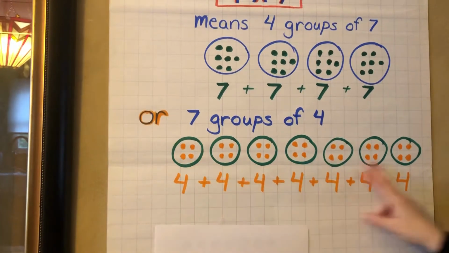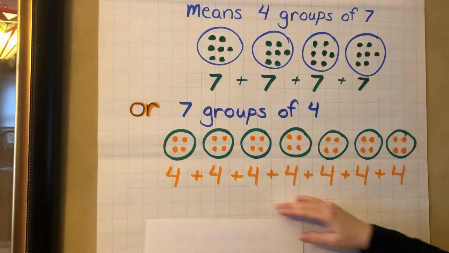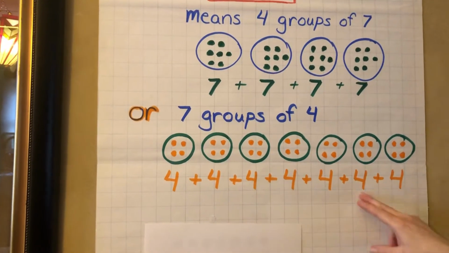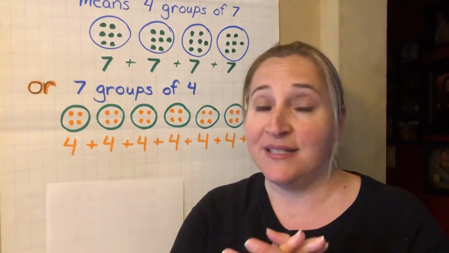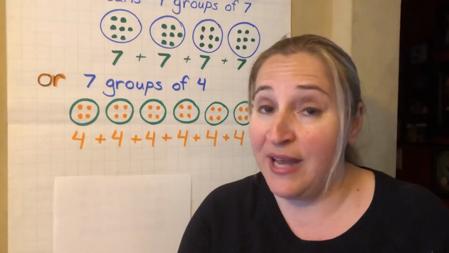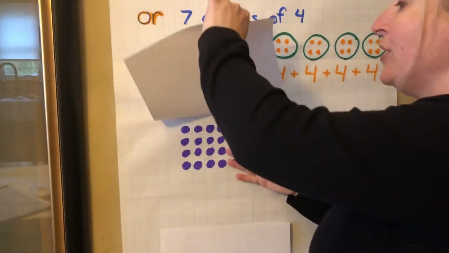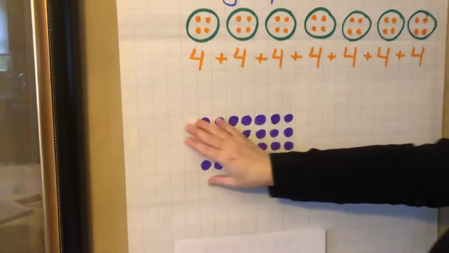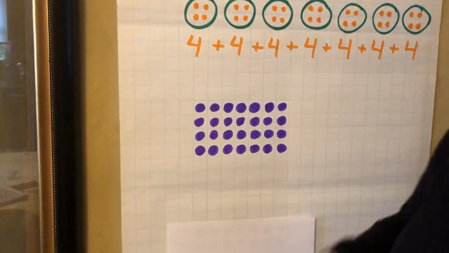So I drew 7 groups here with 4 in each one. And again, our repeated addition sentence this time would be 4 plus 4 plus 4 plus 4 plus 4 plus 4 plus 4. So we could definitely find out the answer that way. But what we were going to teach you next is better strategies. So we're going to look here at an array, which we also taught you before. You could draw 4 rows of 7 to get that answer.